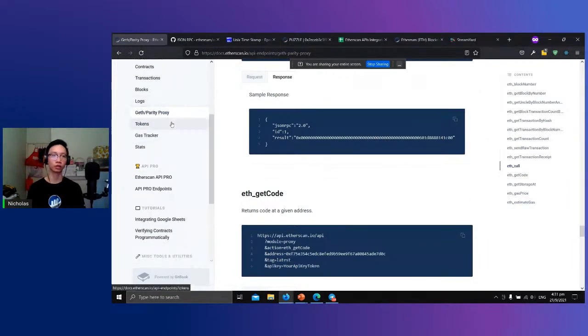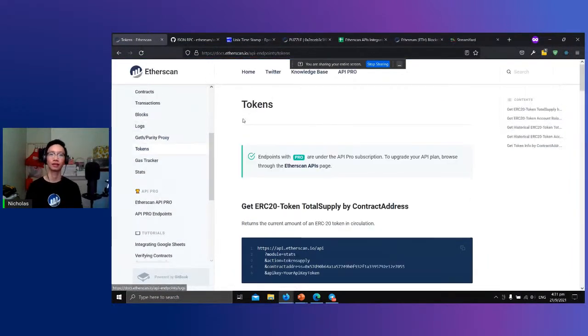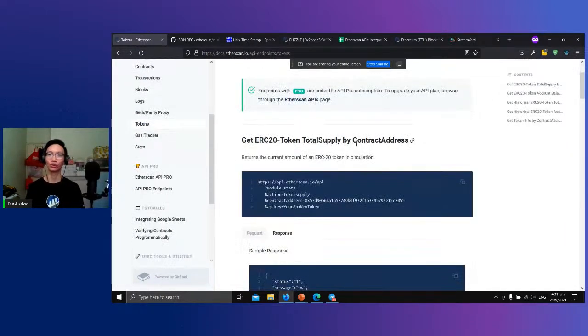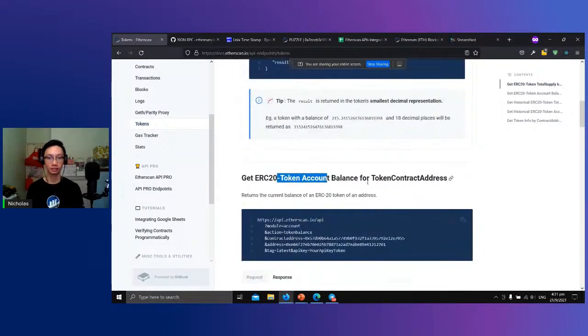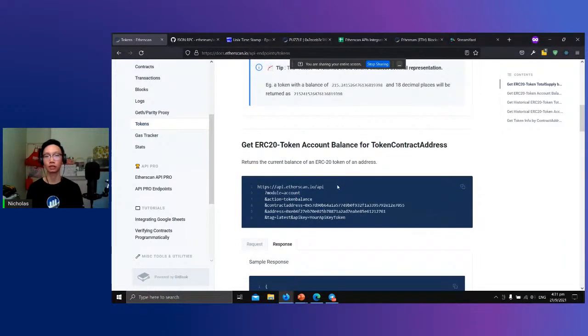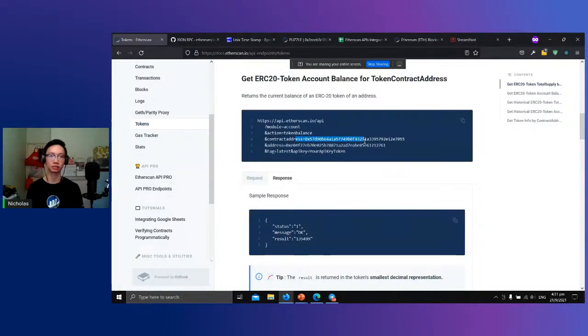Okay, so moving on to tokens. Tokens covers all the different token standards that you may have seen on Ethereum, such as ERC20, ERC721, and coming soon, ERC1155. You can get information such as ERC20 token total supply, or your token account balance for a token contract address. So let's say you'd like to know your account balance for USDT. You can check it here.